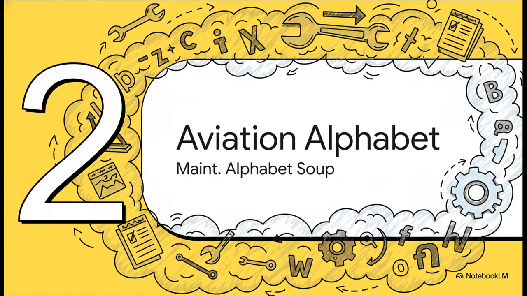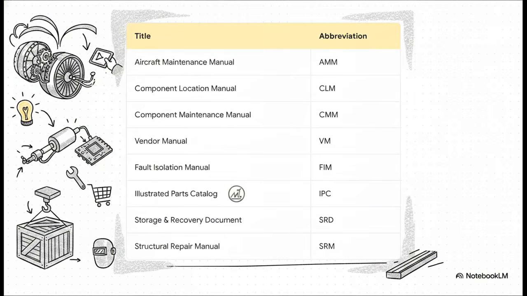Moving right along to Section 2, Decoding the Aviation Alphabet. Welcome to the Maintenance Alphabet Soup. I know it looks like a lot, but every abbreviation here serves a highly specific purpose out on the tarmac, functioning as a real-world workflow. Your baseline is the AMM, the Aircraft Maintenance Manual.